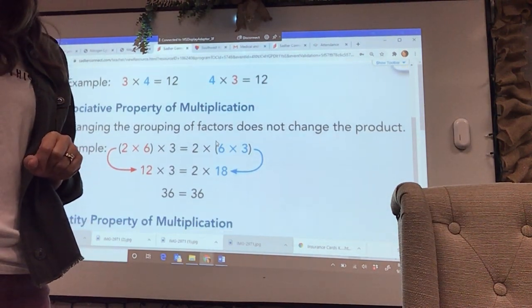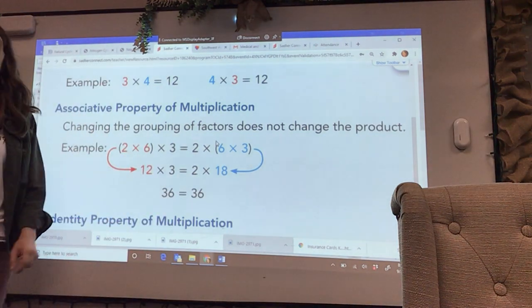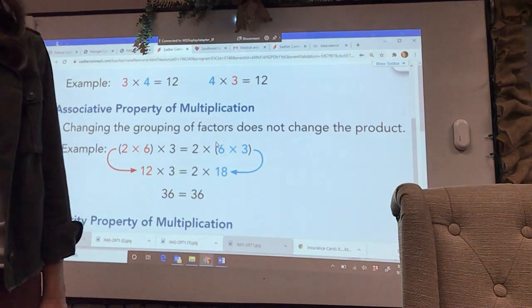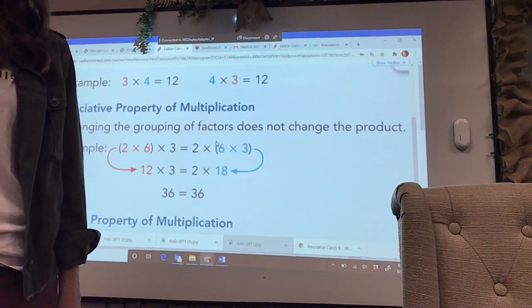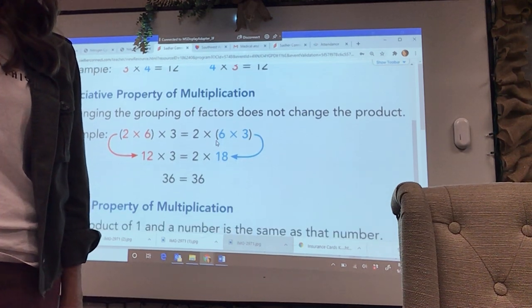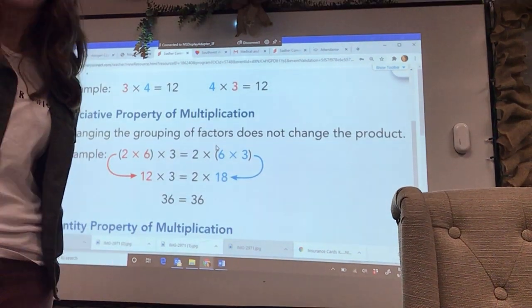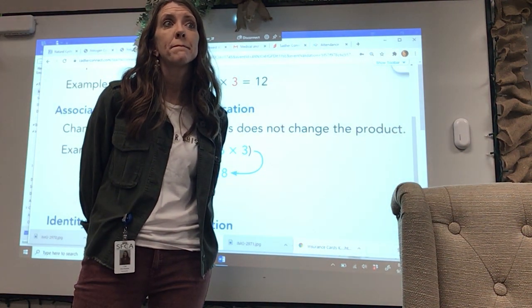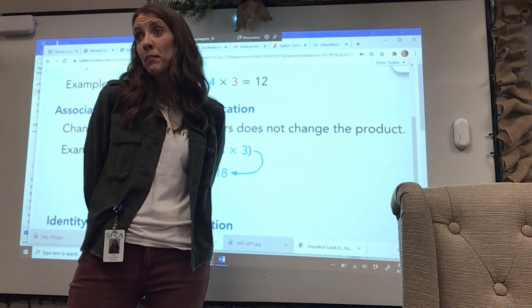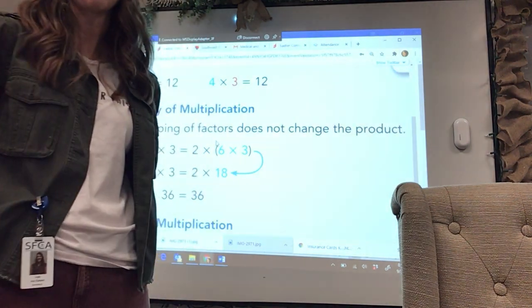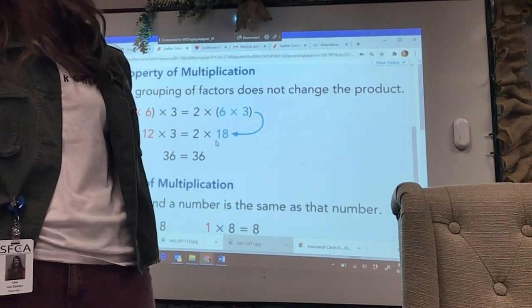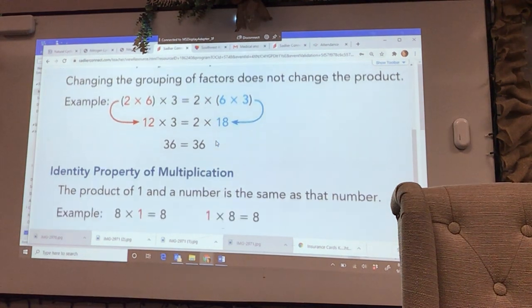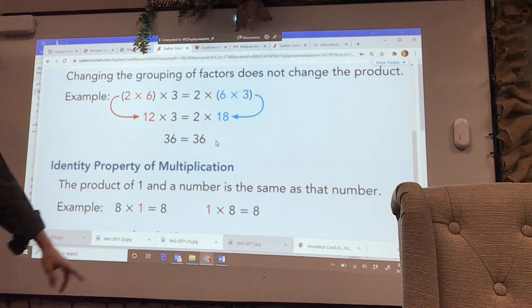The next one is the identity property of multiplication, which is similar to the identity property of addition. So what do you think the identity property of multiplication is? Gabby, what do you think? When a number is multiplied by 1, and it's still the same number. When a number, she says, is multiplied by 1, it keeps its identity, right? That's why we call it the identity property. The product of 1 and a number is the same as that number. Here's some examples. 8 times 1 equals 8.